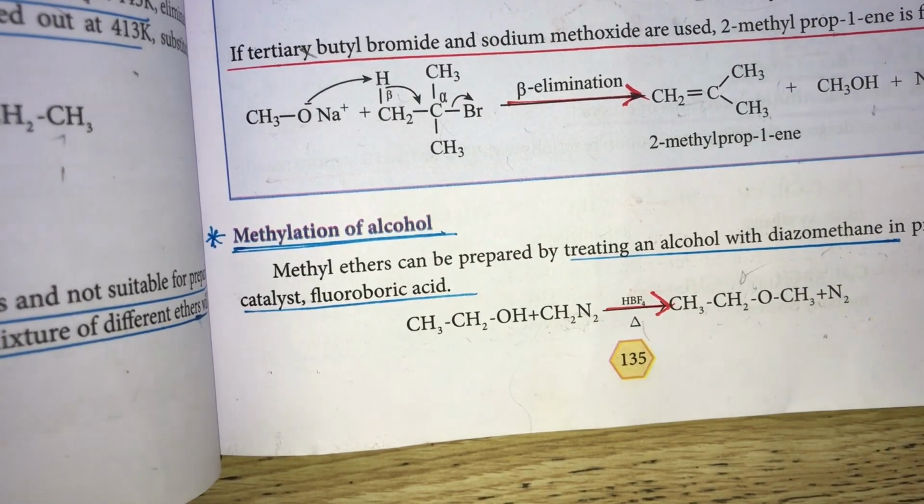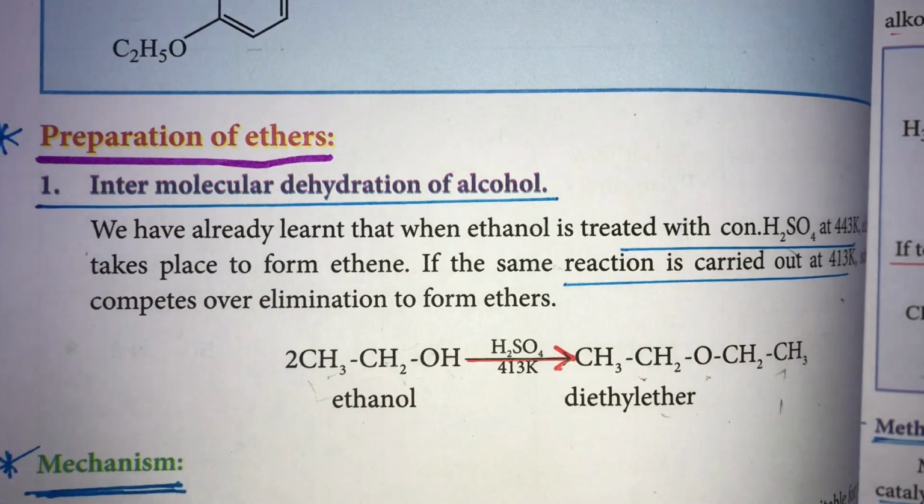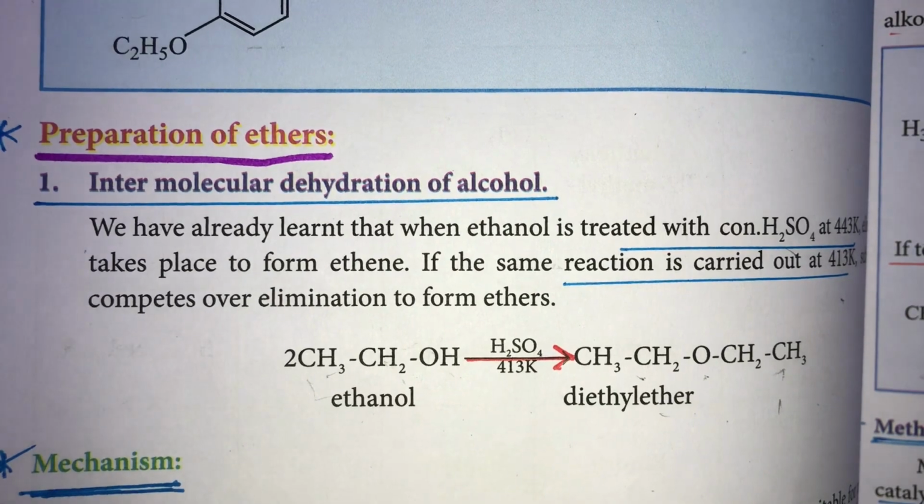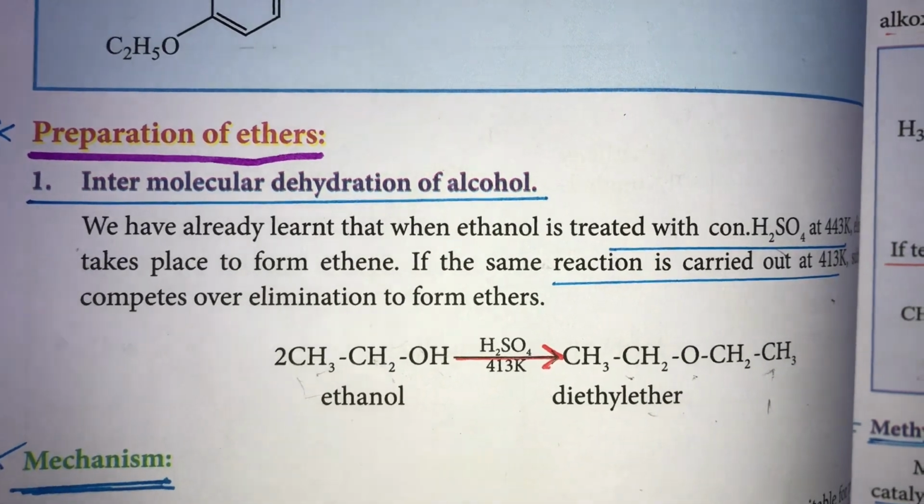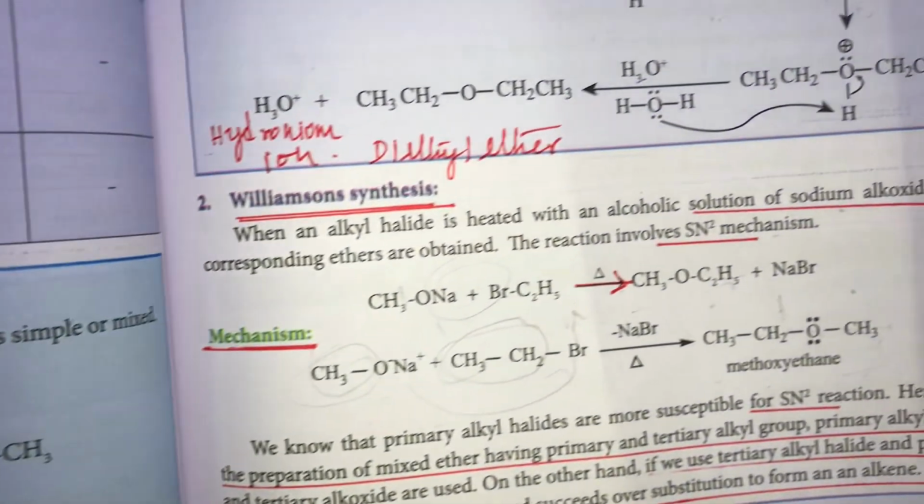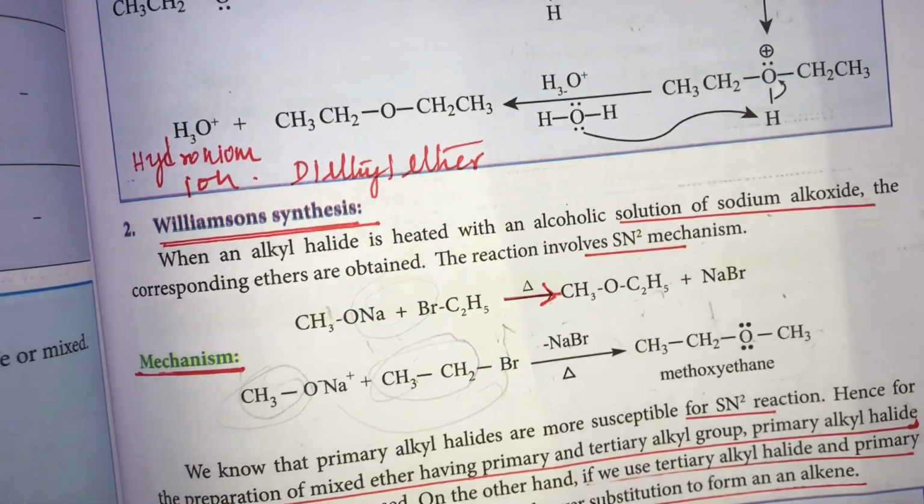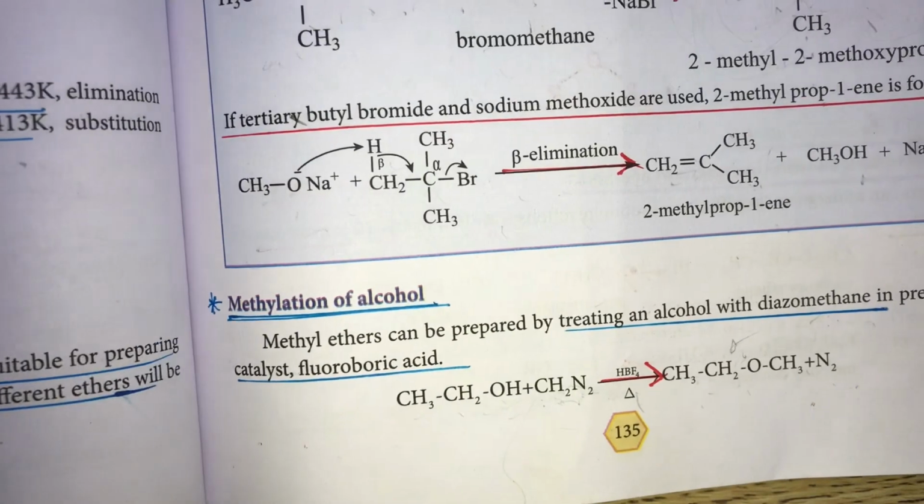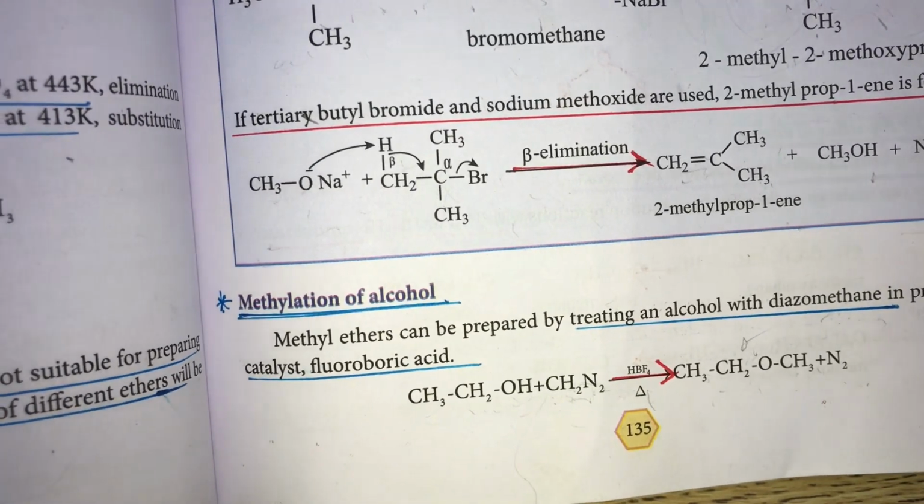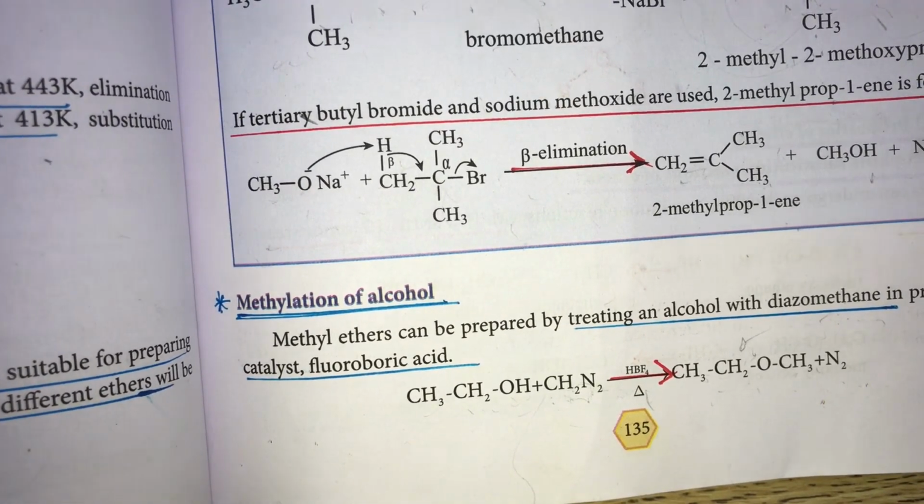So the last method of preparation is methylation of alcohol. To summarize: preparation of ether by intramolecular dehydration of alcohol using sulfuric acid at 413 Kelvin; Williamson ether synthesis, reaction of alkoxide with alkyl halide on heating in the presence of alcoholic solution; and methylation of alcohol in the presence of hydrofluoroboric acid on heating.